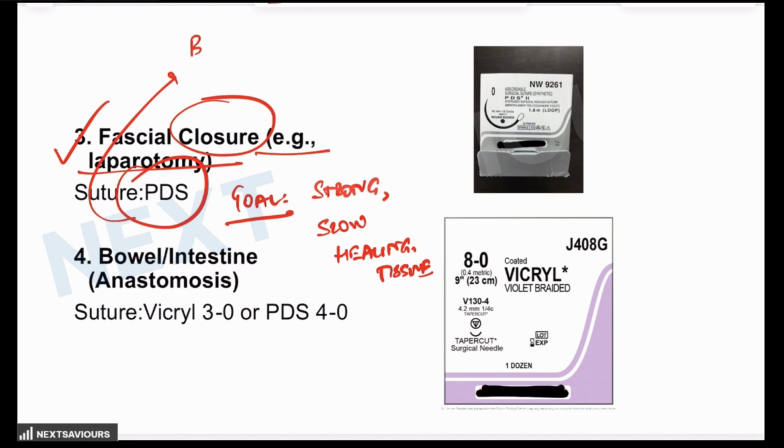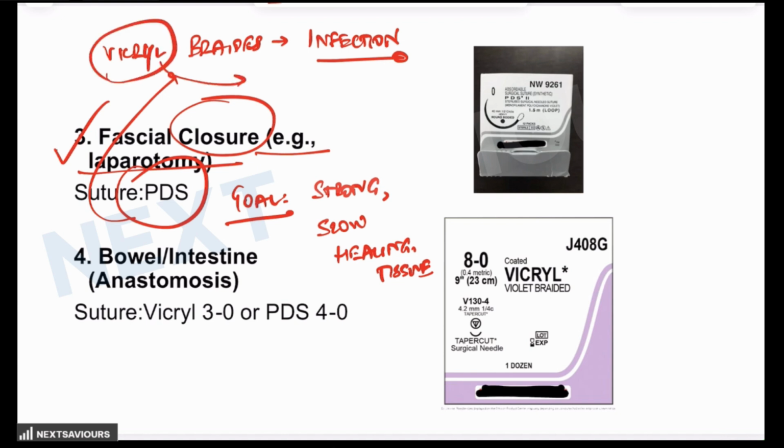Because Vicryls usually are braided sutures. That means they are having a higher rate of infection, as we have talked about. That multifilamentous braided sutures are having a higher rate of infections, and they absorb faster. And because the Vicryls absorb faster, there is always a possibility of dehiscence of the fascia before even they get closed. So these are the two reasons why Vicryl is not used for the closure of the fascia.